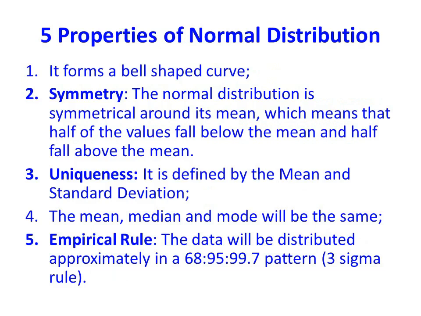A normal distribution will have the following 5 properties. 1. It forms a bell-shaped curve. 2. Symmetry. The normal distribution is symmetrical around its mean, which means that half of the values fall below the mean and half fall above the mean. 3. Uniqueness. It is defined by the mean and standard deviation. 4. The mean, median and mode will be the same. 5. Empirical rule. The data will be distributed approximately in a 68-95-99.7 pattern, which is known as the 3 sigma rule.